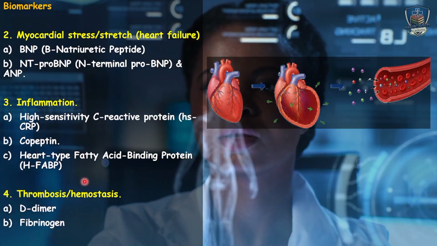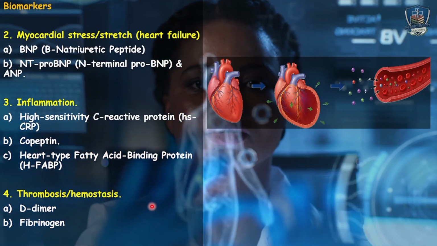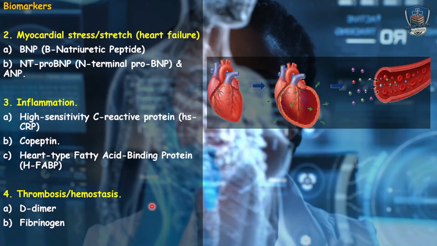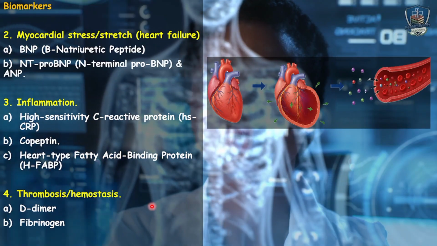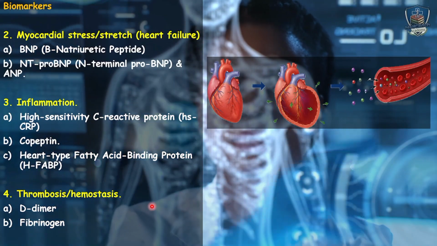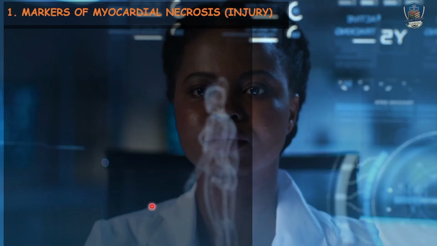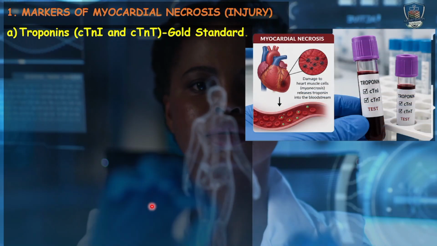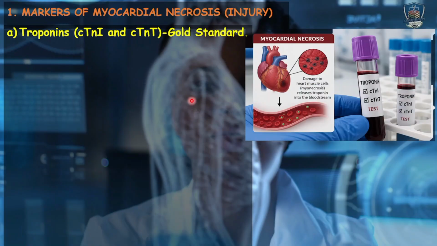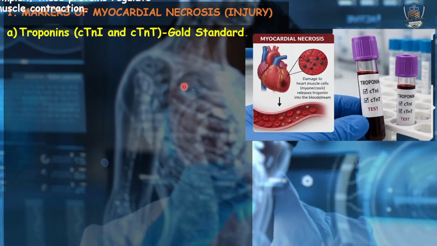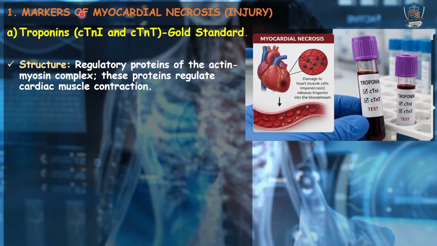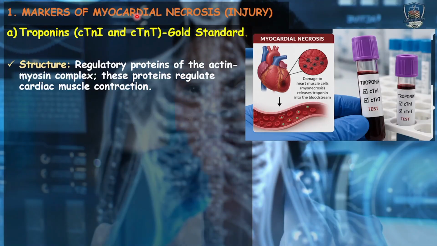But for this session, I'm going to basically focus on those that are released when there's myocardial necrosis, and those that are released when there's myocardial stress or stretch. Now, let's begin with the first one. Those that are always released, we call them the markers of myocardial necrosis or injury. These are the most common ones. These are the ones that you come across maybe in an exam or in practice. The markers of myocardial necrosis and injury.